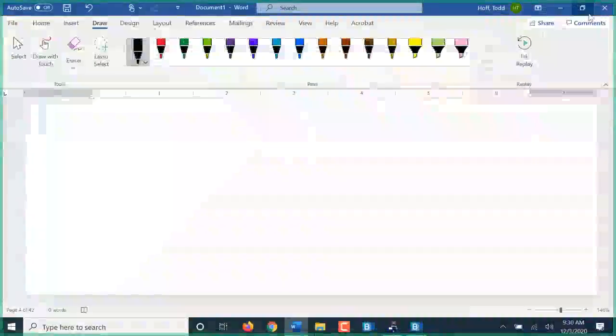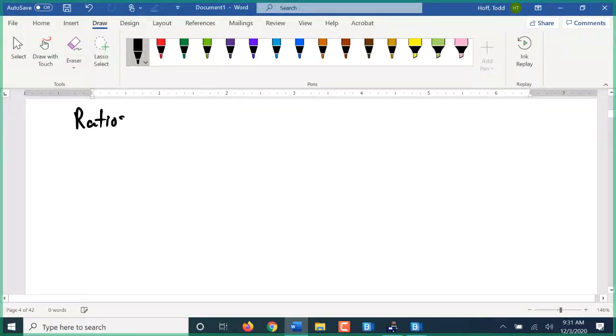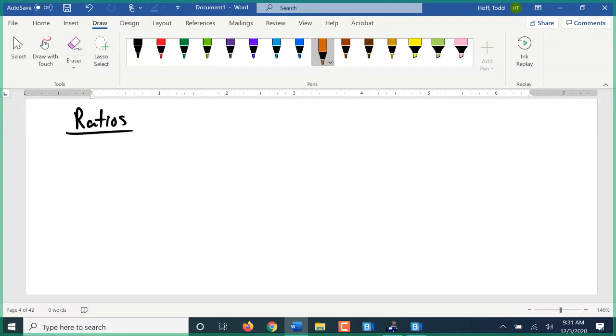Recording has started. So today we start Unit 5. Unit 5 is ratios and basic geometry. And for today, we're just going to discuss ratios. A ratio is simply a comparison of two numbers.